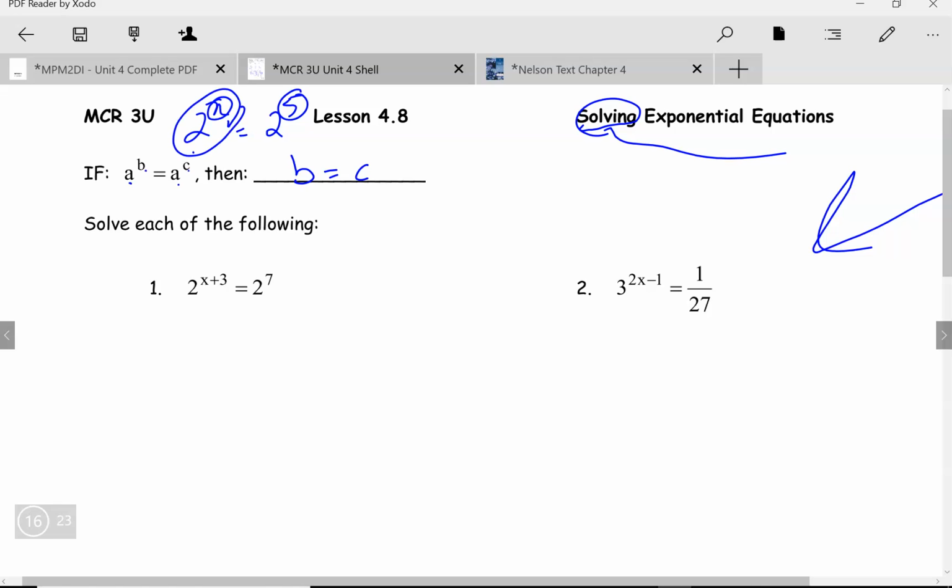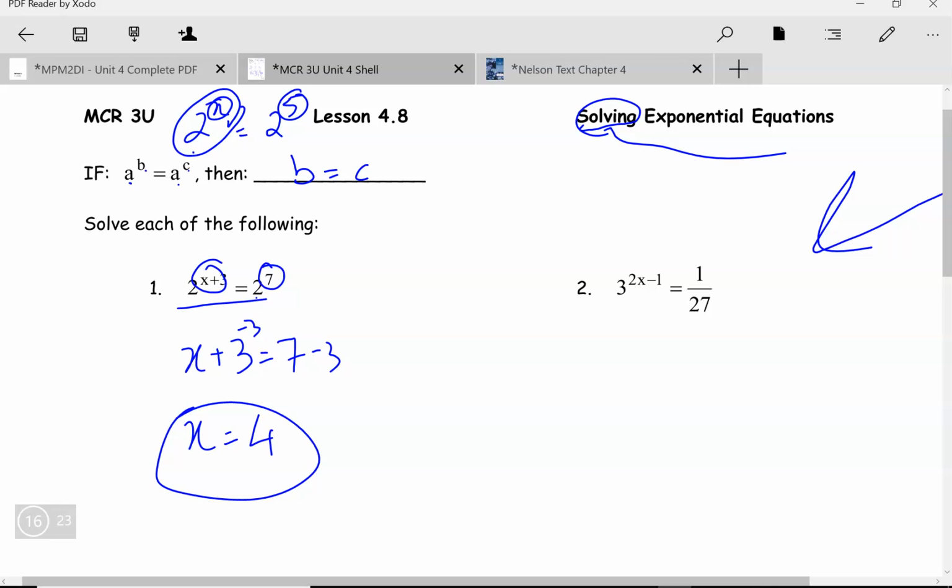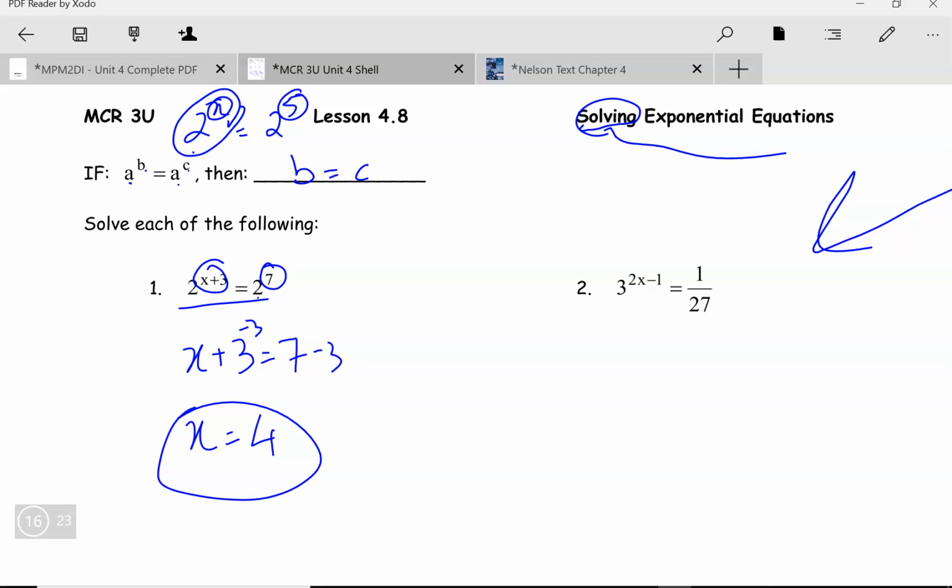So hopefully we'll see that if the bases are the same and they're equal, then the exponents are also the same. So likewise, we will solve question number 1. 2 to the power of x plus 3 equals 2 to the power of 7. So of course, x plus 3 equals 7. x equals 7 minus 3, which is 4. Ta-da! That's basically it.